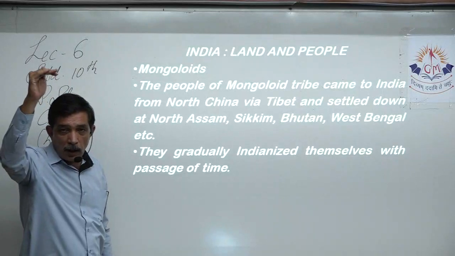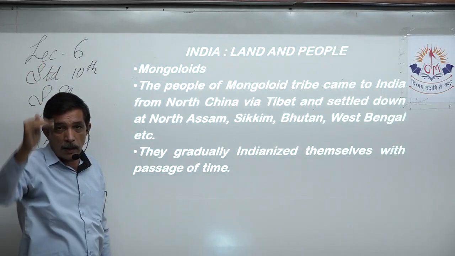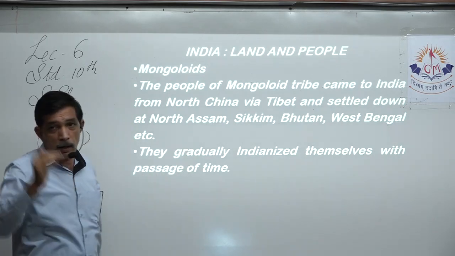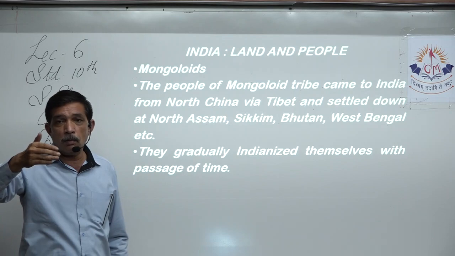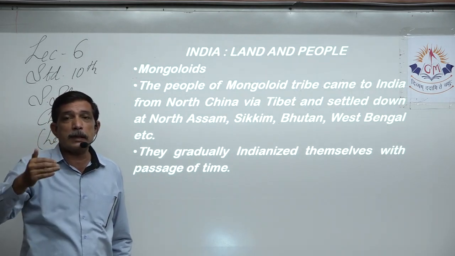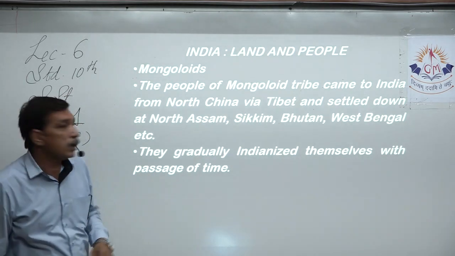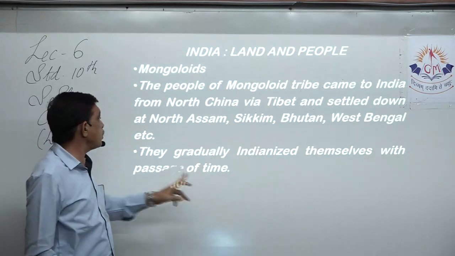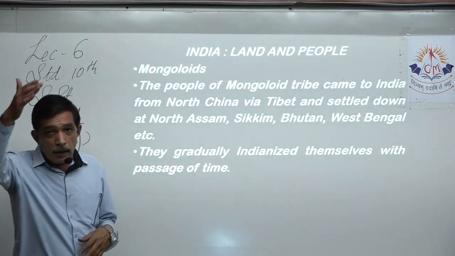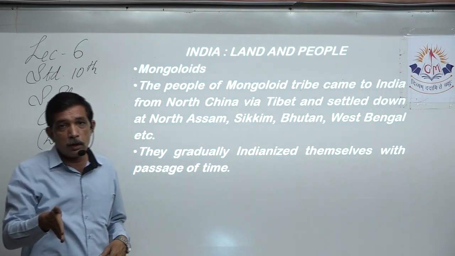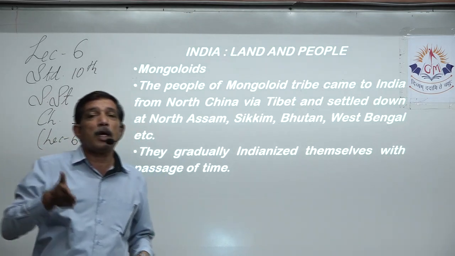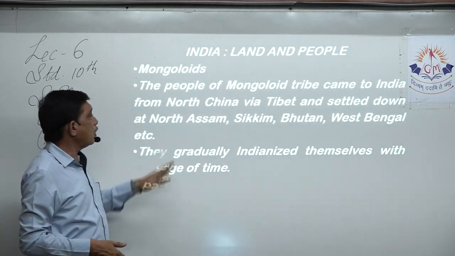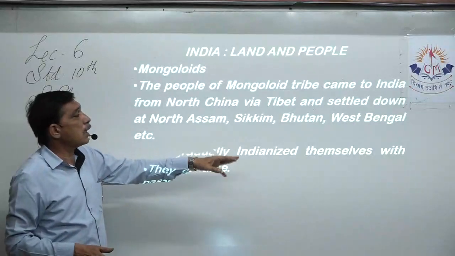Because they came directly from North China, they came in the southern direction. That is, they must have reached Tibet, and then crossed Tibet, entered Nepal, and from Nepal it's quite easy to enter India. So they are found settled in North Assam, Sikkim, Bhutan, West Bengal, etc. Right? They came direct from North China via Tibet and Nepal, and settled down at north of Assam, Sikkim, Bhutan, West Bengal, etc.